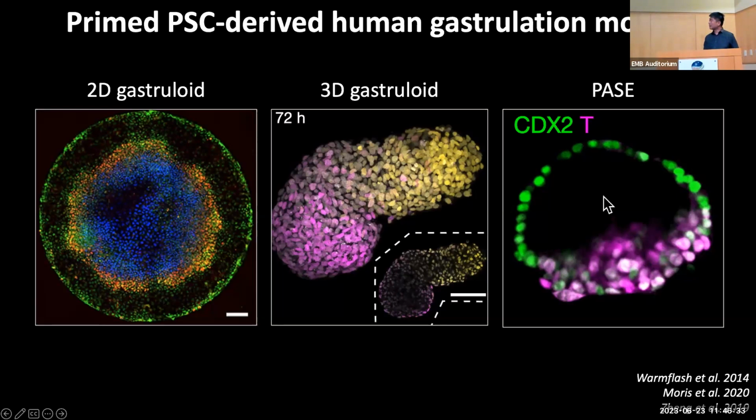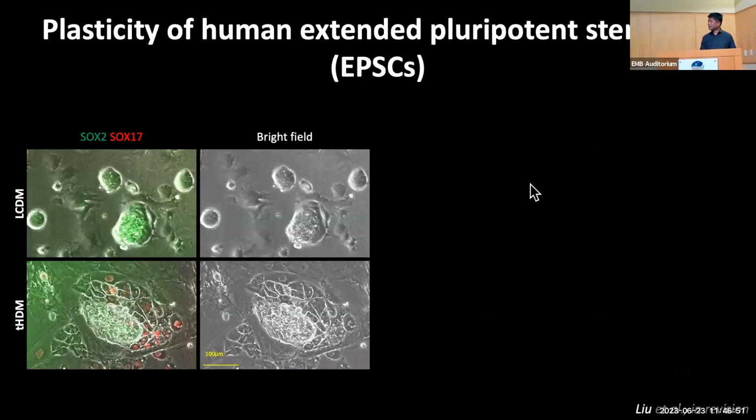And also this is a model from Jianping Fu's lab. They were able to use primed cells to model amnion sac formation. Here, this is an amnion epithelium, this is the epiblast. It's a sphere-like structure, but again, it doesn't look like a human embryo at all. And so to model this peri-gastrulation human development, we resort to a different cell type.